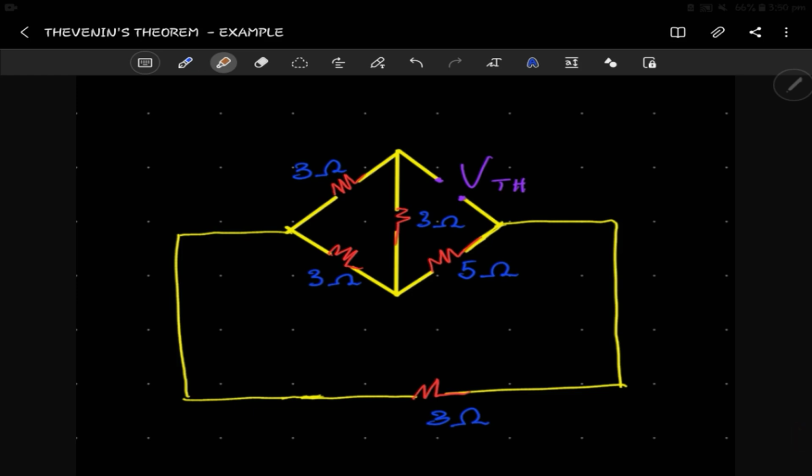We can't find it directly. Why? Because when it comes to these three here, we don't know whether they are in series or parallel. Clearly these three are in delta configuration, where we have this, and then this. So we can't do it directly.